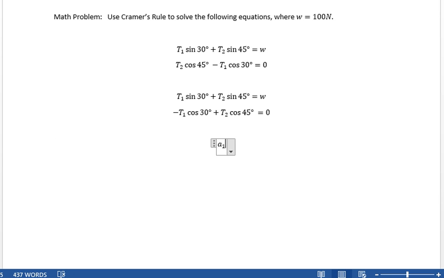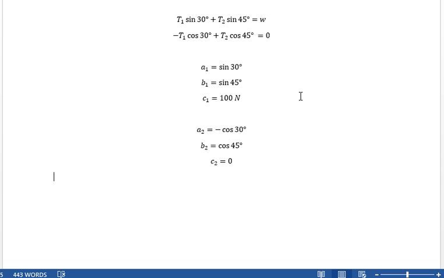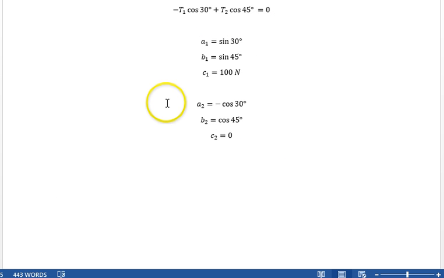All right. So now we have our equations written, and if we look at these in terms of Cramer's rule, A1 is what? A1 is sine of 30 degrees, and B1 is sine of 45 degrees. And then C1 is 100 newtons. A2 is minus cosine 30 degrees. B2 is cosine 45 degrees. And C2 is simply 0. So these are all of our variables. And let's go to Excel.